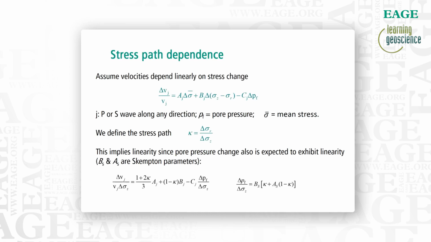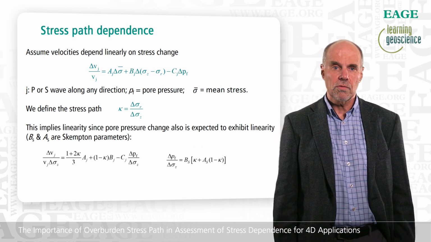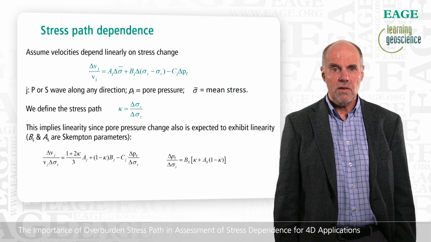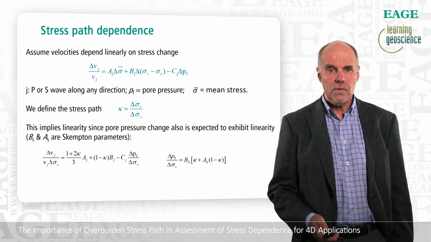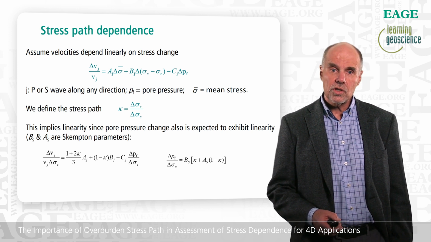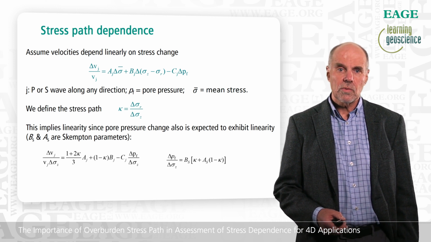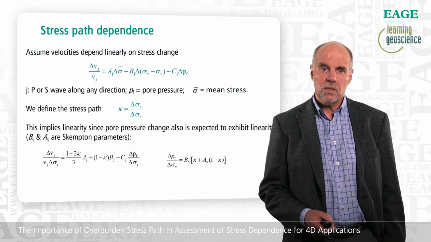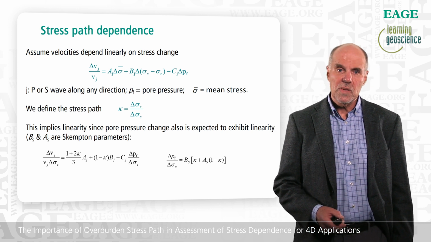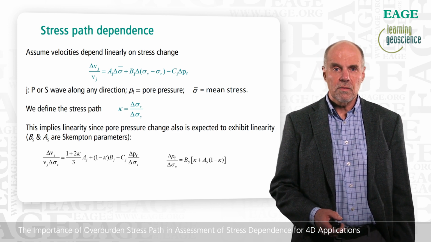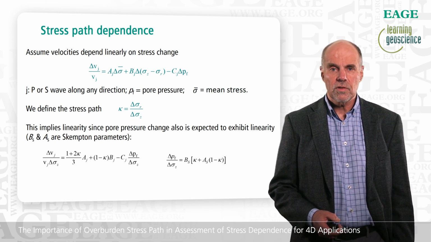So this makes it feasible to write an equation that relates the velocity change or relative change in velocity to changes in the stress in a linear format. We chose to write that as the velocity change as a function of the change in the mean stress with a proportionality coefficient that we call A, and the change in the shear stress with a proportionality constant that we name B. And furthermore, we also assume that there is a linearity in the velocity with change in pore pressure with a proportionality constant C.